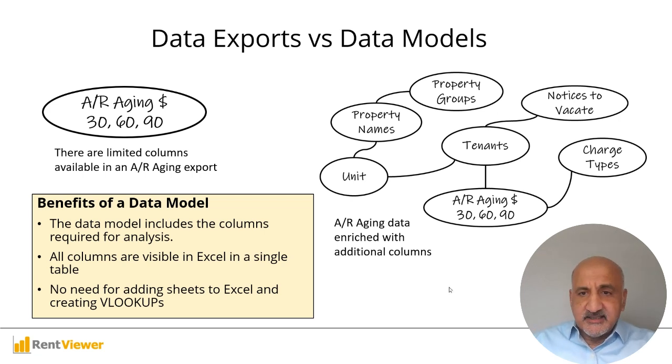So a data model in our world, in RentViewer's world, is really all the columns that you need to analyze a specific topic. So typically, maybe for AR aging, you might also ask for columns for charge types, or show me all the residents that actually have received a notice to vacate. Property names, property groups, those might be additional columns that you attach in your AR aging export, and we'll automatically do that for you. So that when you're pulling your data into your dashboards or into your Excel files, you don't have to do extra work because we'll do that for you, and the columns will be there.